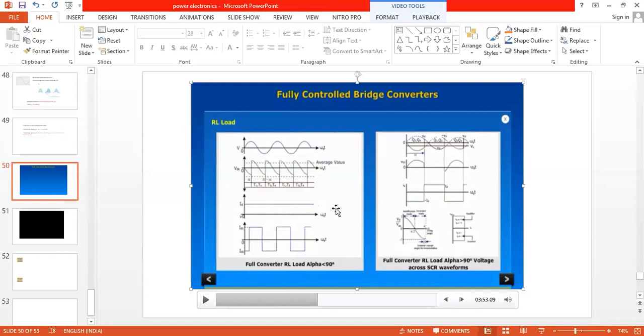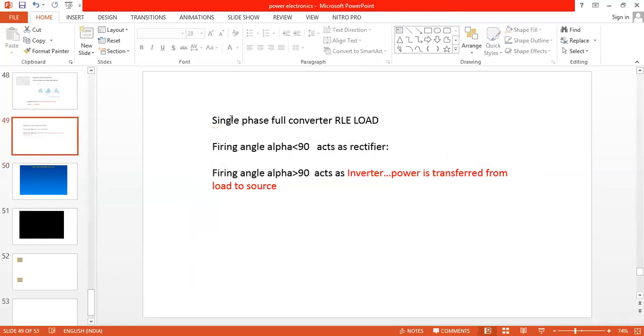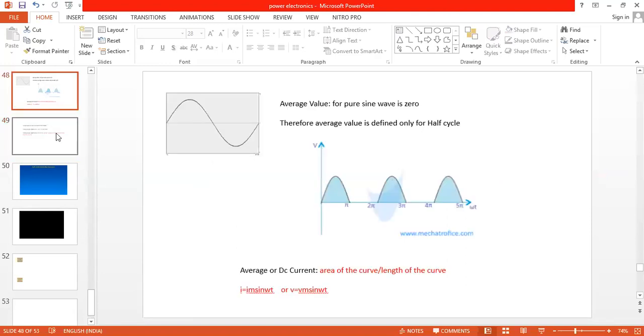If the firing angle is greater than 90, energy is transferred from load to the source. This is what we have written. A single phase full converter with RL or RLE load, with firing angle less than 90, acts as a rectifier, and with firing angle greater than 90 acts as an inverter, where power is transferred from load to the source. This is the explanation we require here.